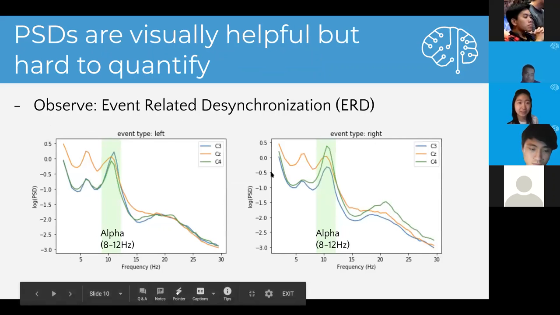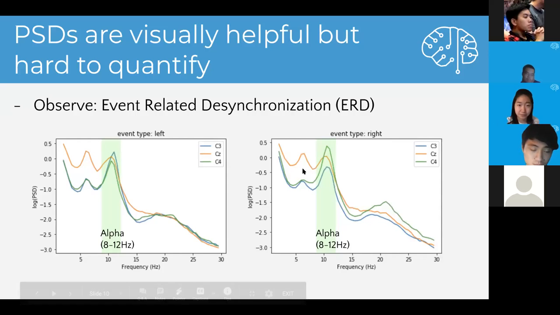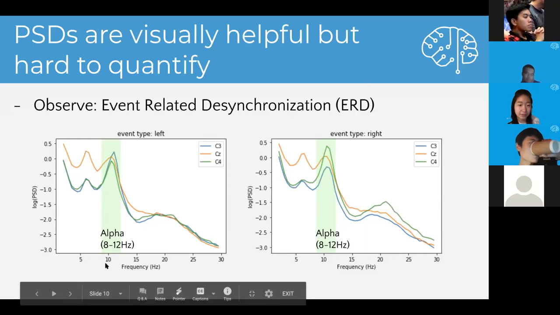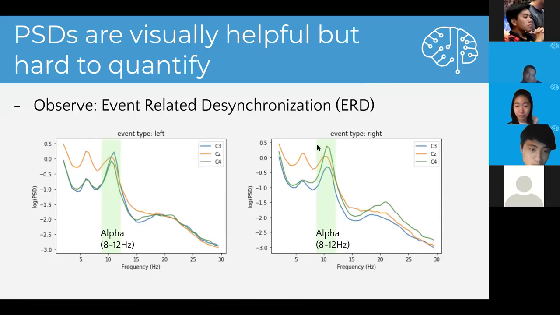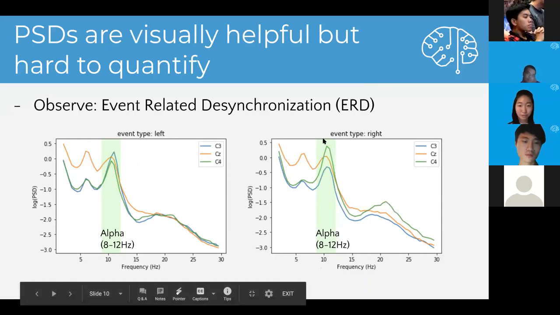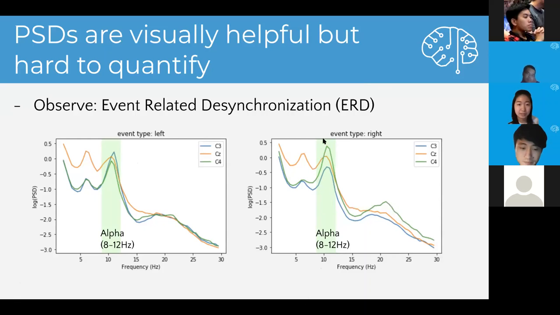All right, so PSDs are very visually helpful, but they're very hard to quantify if we want to use them as features. So here, last time we saw that in this alpha range, the C3 and C4 electrodes sort of swap whichever is higher. This is because of the event-related desynchronization, ERD, that is a neural quality that happens when you think about moving your right versus your left hand.